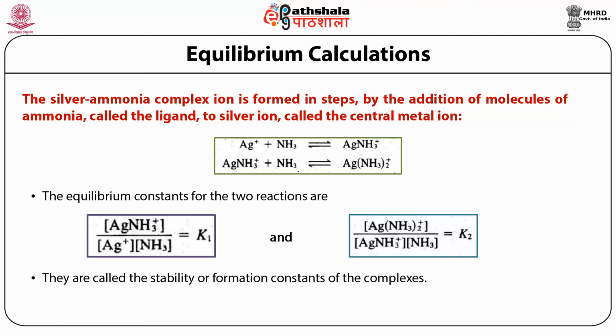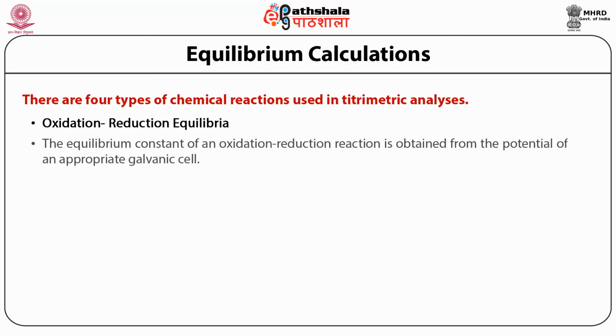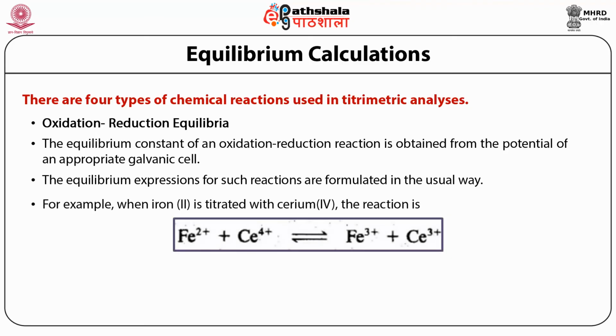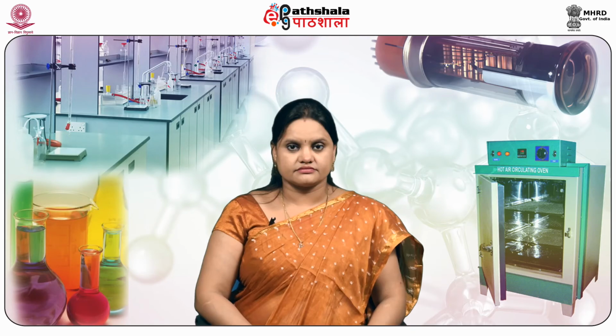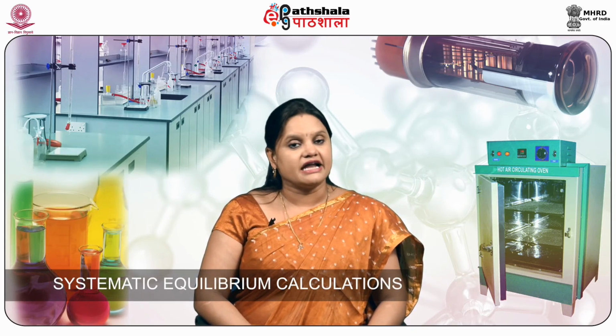and they are called the stability or the formation constants of the complexes. Now the next one is the oxidation reduction equilibria. The equilibrium constant of an oxidation reduction reaction is obtained from the potential of an appropriate galvanic cell. The equilibrium expressions for such reactions are formulated in the usual way. For example, when iron 2 is titrated with cerium 4, the reaction is depicted here and its equilibrium constant also.